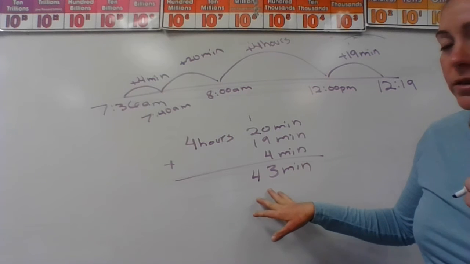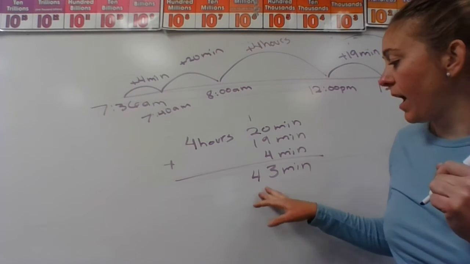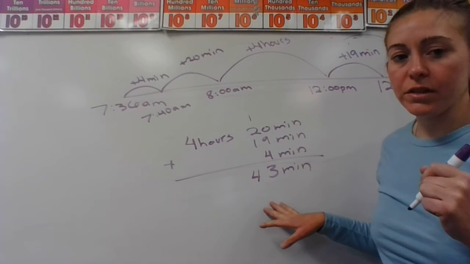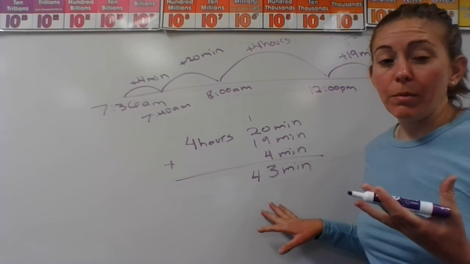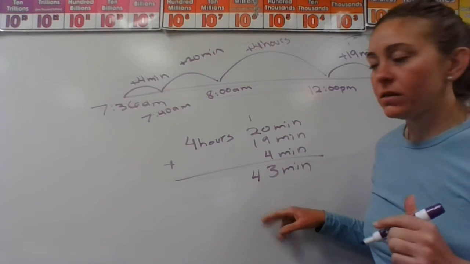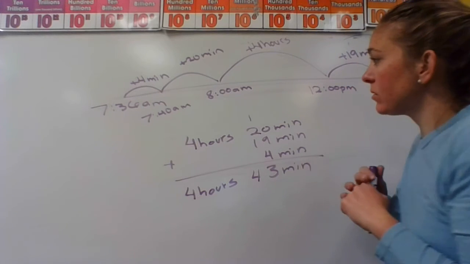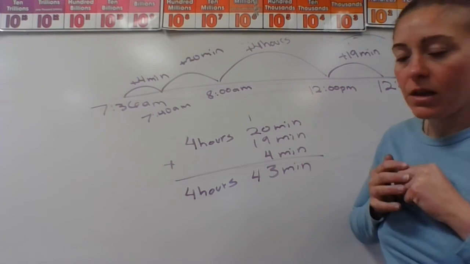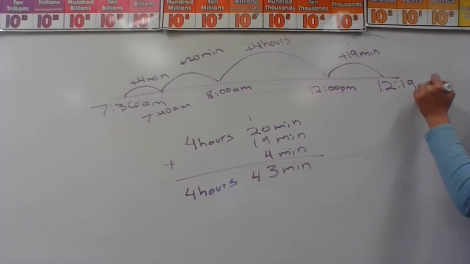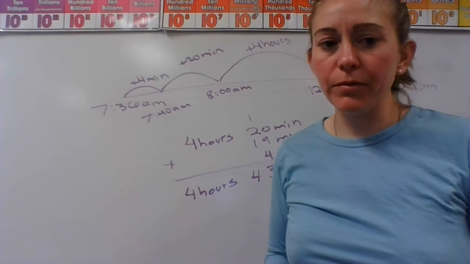So now I'm noticing that 43 is less than 60, which means I have less than an hour over here, and I don't need to carry anything over. Just like if you were adding in the ones column, you came up with a 7, you wouldn't need to carry anything over. So I'm just going to leave 43 minutes here and drop down the 4 hours. We have on this one 4 hours and 43 minutes between 7:36 a.m. and 12:19 p.m.